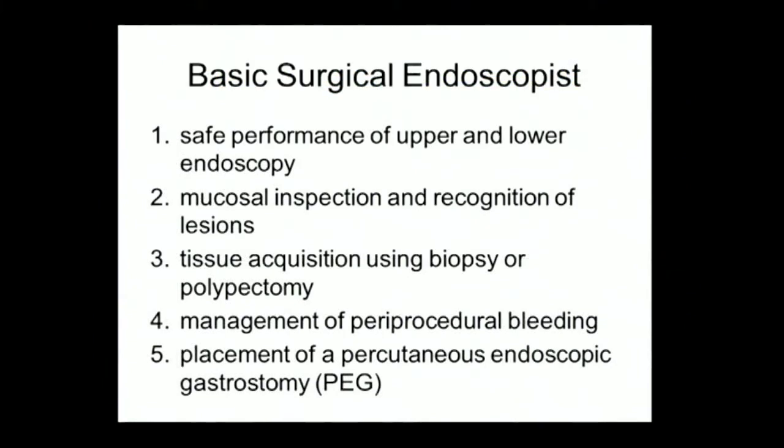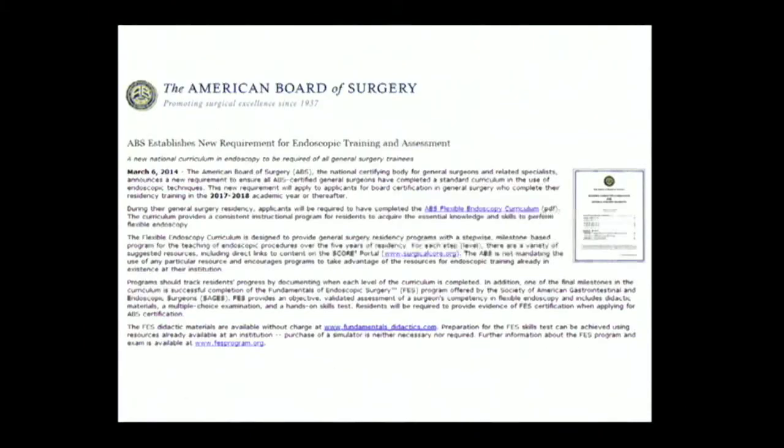These are the 5 things that a general surgery resident should be able to do when they navigate the curriculum successfully. They should be able to safely perform upper and lower endoscopy, perform mucosal inspection with accurate recognition of pathology, acquire tissue either through biopsy or polypectomy, manage periprocedural bleeding, and place a percutaneous endoscopic gastrostomy tube.